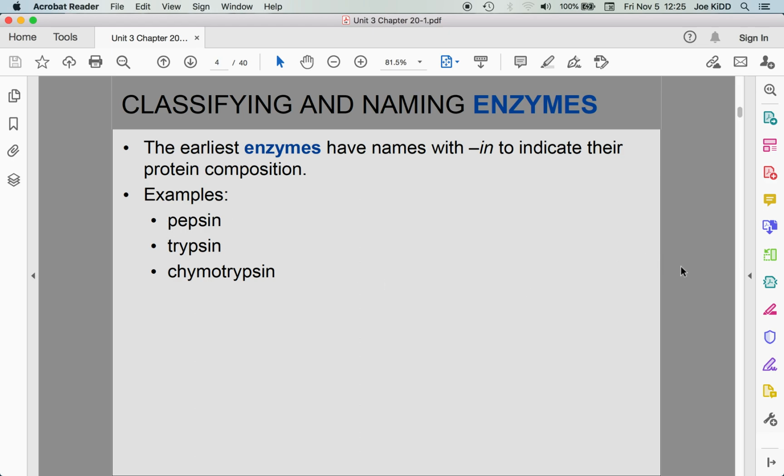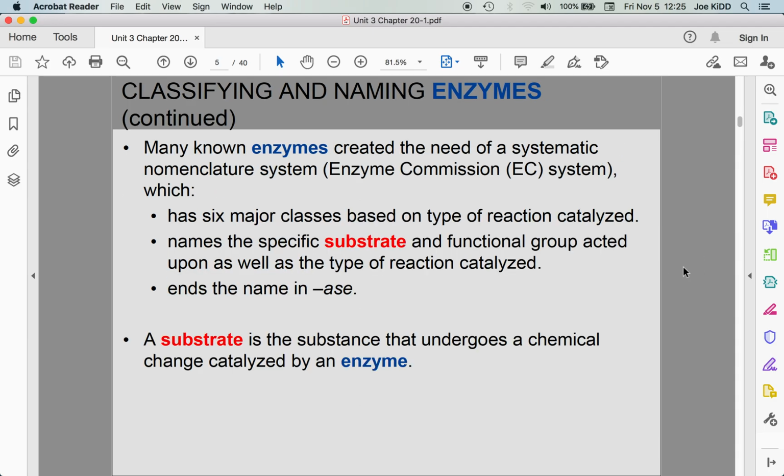However, we do have a more regulated naming system for enzymes now. So many enzymes now follow this Enzyme Commission nomenclature system. We have 6 basic classes of enzymes and the types of reactions that are catalyzed by those enzymes. And then within that, we talk about what type of substrate is used and what kind of reaction it catalyzes. And then lastly, enzymes will end in the name -ase. So the root of the enzyme name ends in -ase.